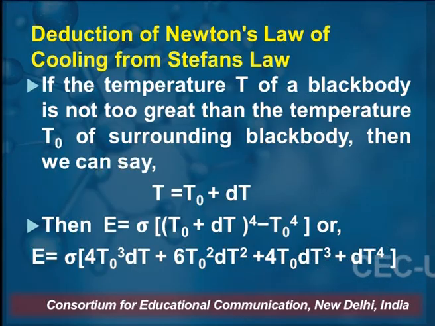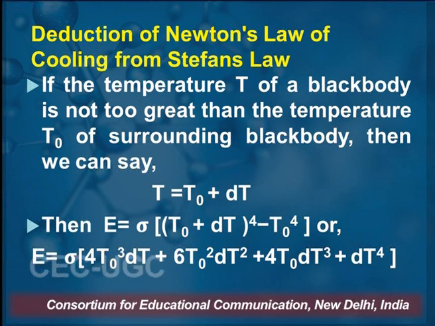The Stefan-Boltzmann law states that if a black body at absolute temperature T is surrounded by another black body at absolute temperature T0, then the inner black body not only loses an amount of energy sigma T^4, but also gains an amount of energy sigma T0^4, where T0 is the temperature of the second black body which surrounds the first black body maintained at temperature T. If the temperature T of a black body is not too great compared to the temperature T0 of the surrounding black body, we can say that T is equal to T0 plus dt. dt represents a small difference in the temperature.